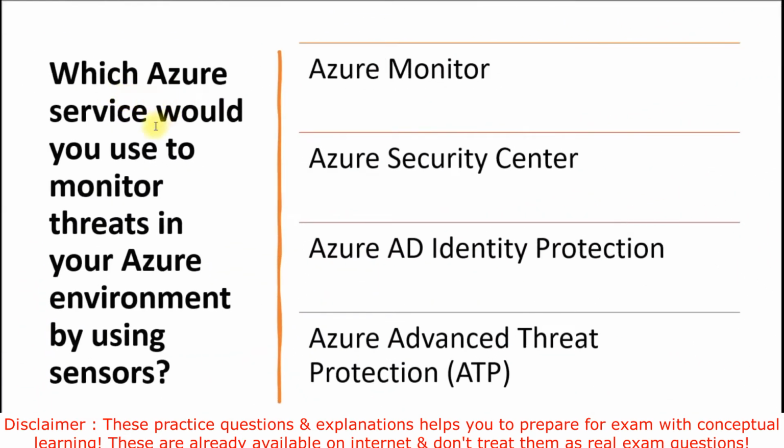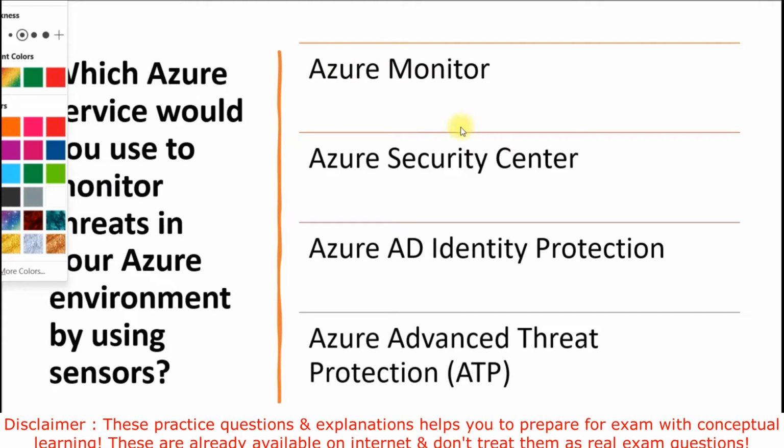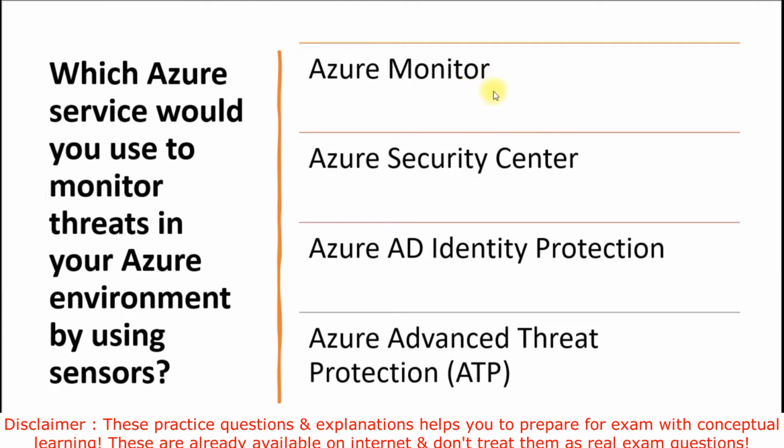In this question, they are asking which Azure service you would use to monitor threats in your Azure environment by using sensors. The options we have are Azure Monitor, Azure Security Center, Azure AD Identity Protection, and Azure Advanced Threat Protection. Before answering, we need to understand these services. Azure Monitor is the service which monitors our resources and helps us set alerts whenever we find any threshold value breach. Next, we have Azure Security Center, which helps us secure our environment, either on premises or in Azure. So this is not for monitoring threats.